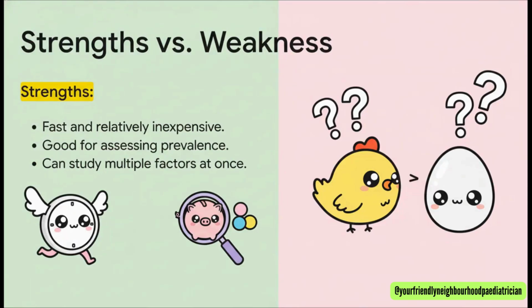Look, these studies are awesome for some things. They're fast, they're cheap, and they're great for figuring out how common an issue is. But, and this is a huge but, their major weakness is that you don't know which came first, the chicken or the egg. Did the nipple shield use lead to the pain, or did moms who already had pain start using a shield to cope? This study design has no way to tell you.